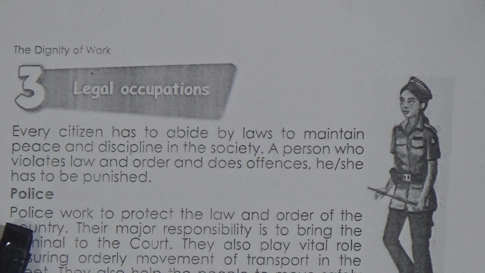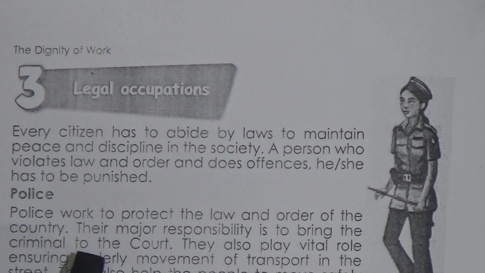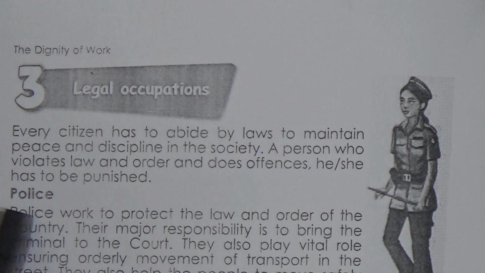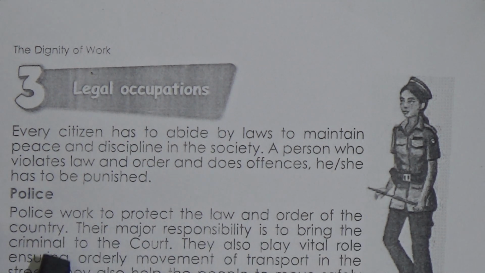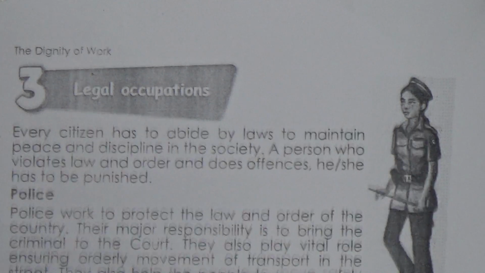Now, who are the persons related to legal occupation? The first one is police. Police work to protect the law and order of the country. Their major responsibility is to bring the criminal to the court. They also play a vital role ensuring orderly movement of transport in the street. They also help the people to move safely on the road.